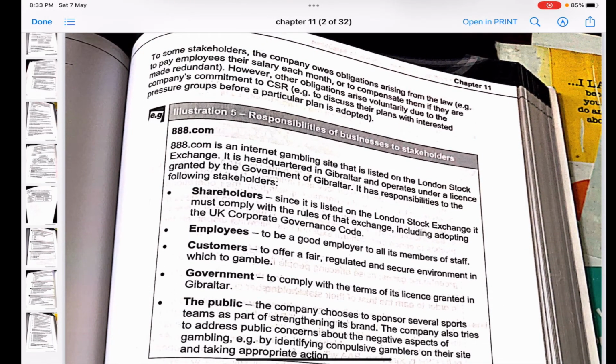To some stakeholders, the company owes obligations arising from the law. For example, we need to pay employees their salary every month. If an employee is made redundant, there is some redundancy pay. Other obligations arise voluntarily due to the company's commitment to CSR, to discuss their plans with interested pressure groups before a particular plan is adopted.